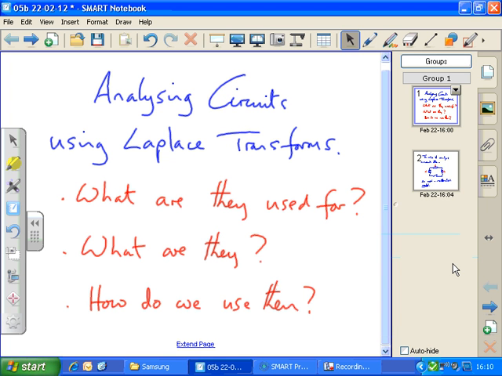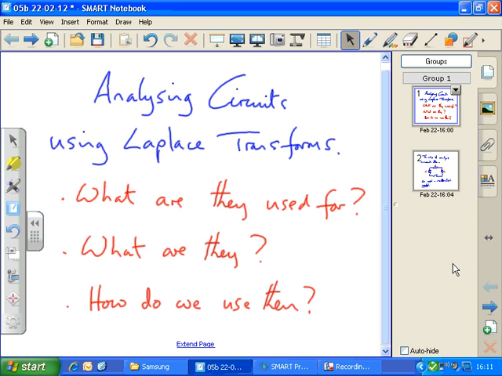So those are the aims then. You get an assignment to do at the end of this session, plus there's an exam at the end, and there's an example of a Laplace transform type question in there. So they'll appear as an assignment and also in the exam.